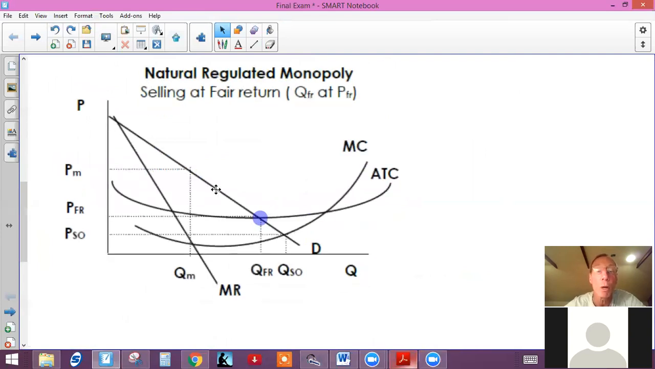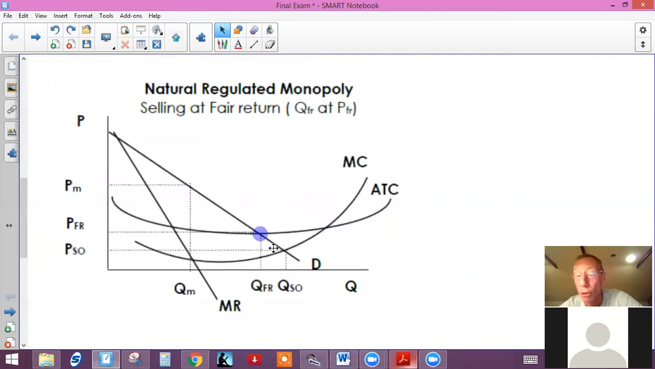Now, what has to happen is typically a monopoly, as you know, and this is review, this helps you review. Where are they going to produce on their own? Well, on their own, they're going to produce where marginal cost equals marginal revenue, right here at the monopoly quantity, and the price is going to be way up here on the demand curve.